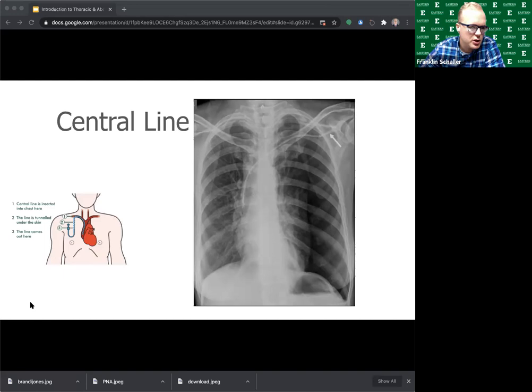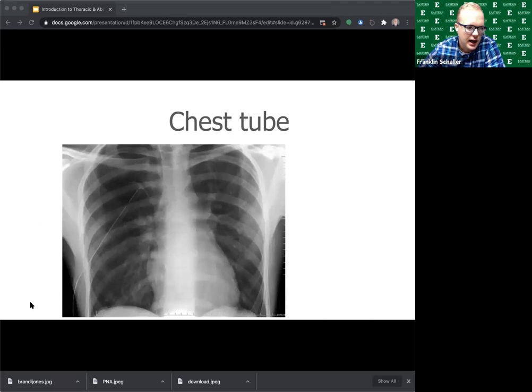Here's a chest tube on the right lung. And for a pleural effusion, typically these are inserted posterior to inferior, and in a pneumothorax, they are inserted anterior to superior.